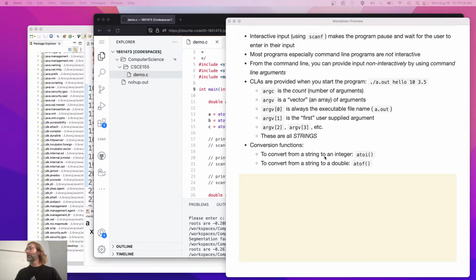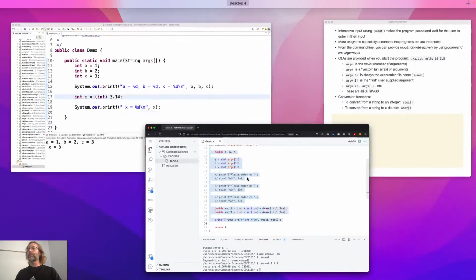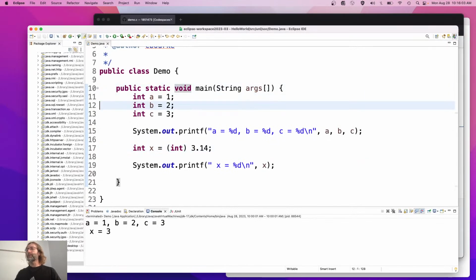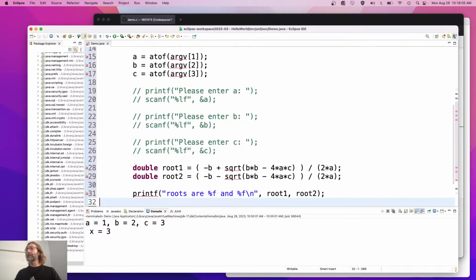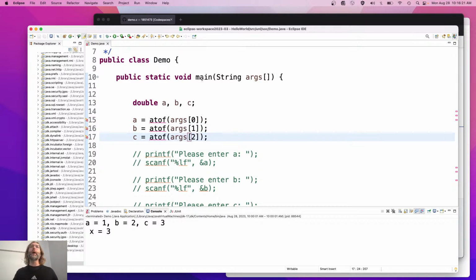Okay. Cool. Let's go ahead and translate this really quickly into Java. Java also has command line arguments. There is no command line here, but it's the same idea. We don't have argv. What do we have? Args. Here we start at 0 because there is no executable file name. If you want to know what the executable file name is, well, you wrote it. It's Demo.